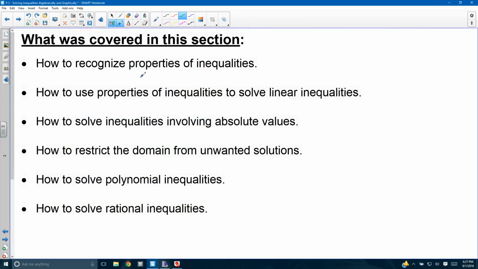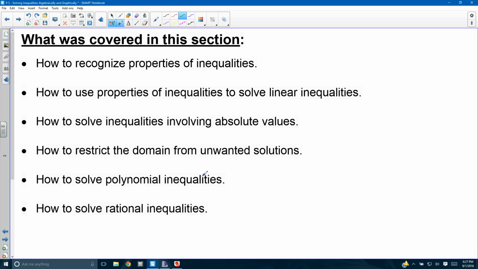So what was covered in this section? We saw some properties of inequalities. We saw things like you want to have x on the left, you want to read it like that. Multiply both sides by a negative, and you flip the inequality. That was the big stuff we were talking about: how to solve for them, how to use properties of inequalities, and solve linear inequalities. How to solve using absolute values, right? We talked about within and outside of. Domain, removing unwanted solutions, and I really hit on that with the rational inequalities.